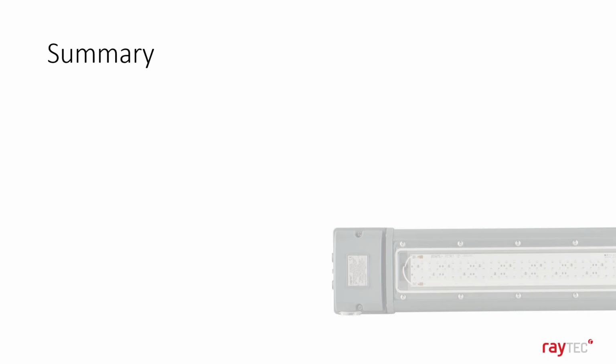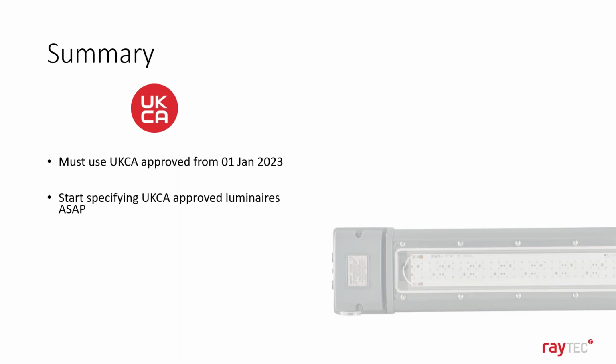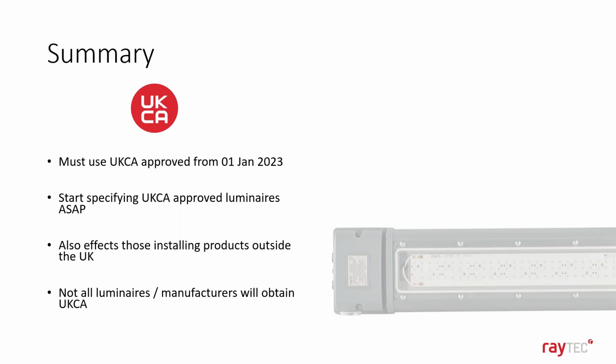So, just to summarise the key points that we've discussed. Starting with the changes which will affect everyone, we must use a UKCA approved product for the GB market as of 1st of January 2023. You should start specifying UKCA approved luminaires as soon as possible. Changes to the UK and EU trading relationship also affect those installing products outside of the UK. And a key factor is that not all manufacturers will obtain or potentially even seek to obtain UKCA marking for their luminaires.